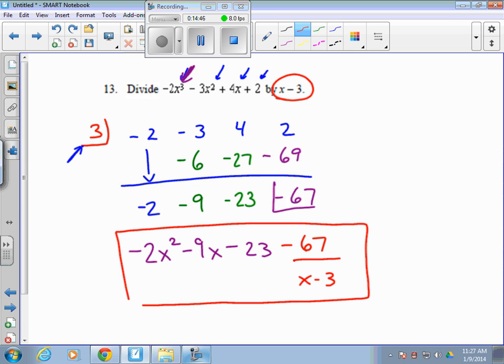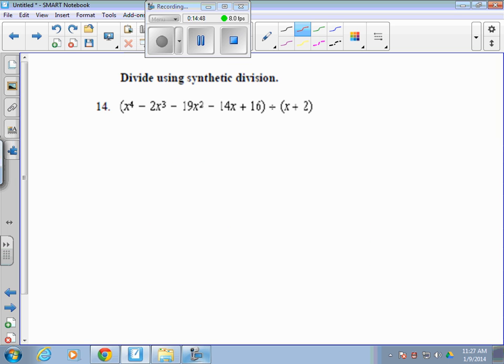The next division problem, number 14, actually sets up a little bit easier for us, but we'll use the same steps. You still want the opposite number of this one, so you want negative 2 as what you're going to divide by. All of your degrees are represented, 4, 3, 2, 1, constant, good. So we want all of the coefficients. It's 1x, so 1, negative 2x cubed, so negative 2, negative 19x squared, and then positive 16.